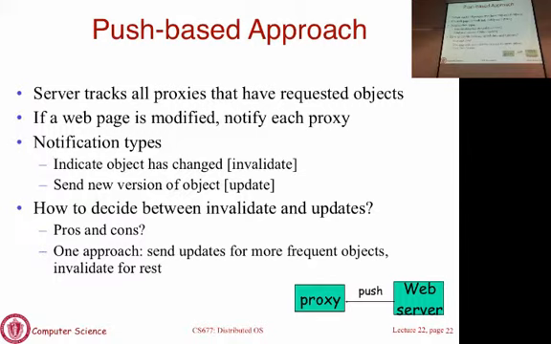Notification types could be that you push an invalidate message saying the page has changed. That's what an invalidate message is: page XYZ has changed. And the proxy is going to simply discard it from its cache. You could send updates, which is: here is the new version of this page. You actually push the page. So you can do one of two things. Invalidates are short messages. Updates are bigger messages because the entire page and its content is coming over. So you want to weigh the benefits of doing one or the other.